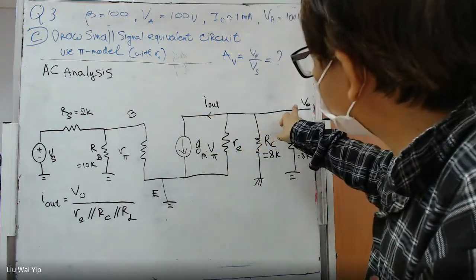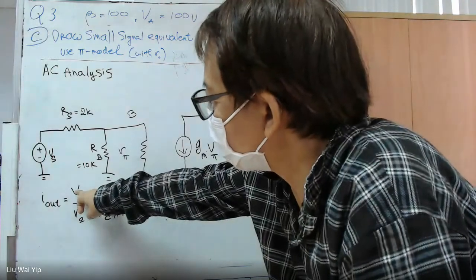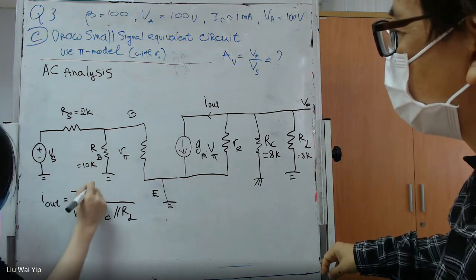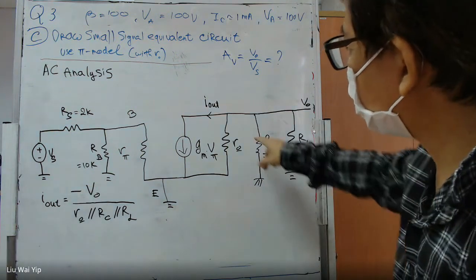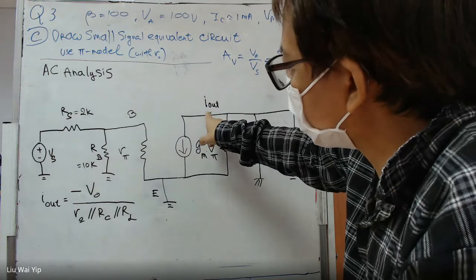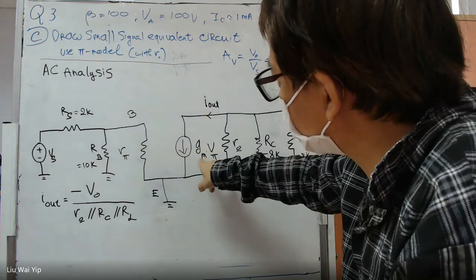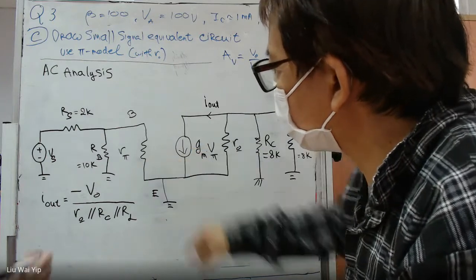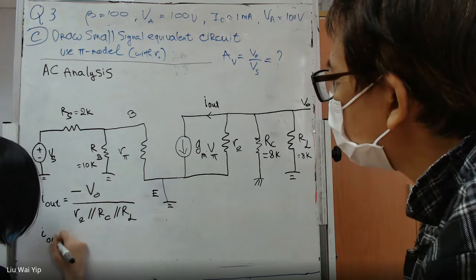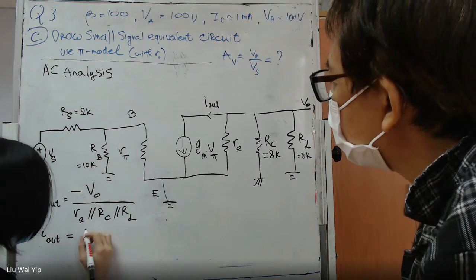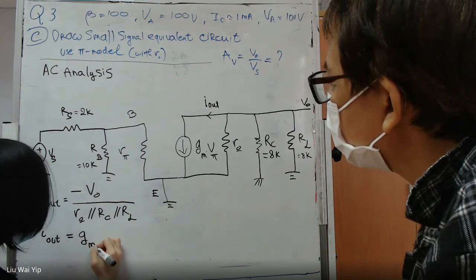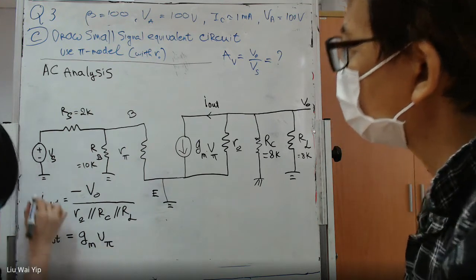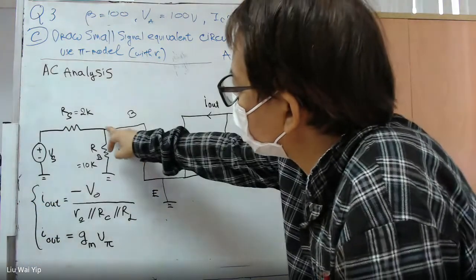Here, do not forget that minus VL. Now the IL is also equal to the current of this current generator, IL. And V pi. Now V pi is the voltage here.